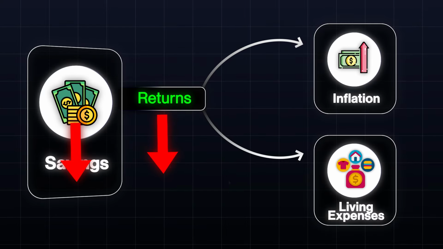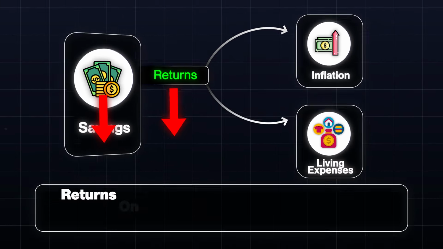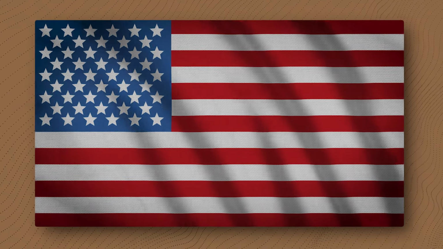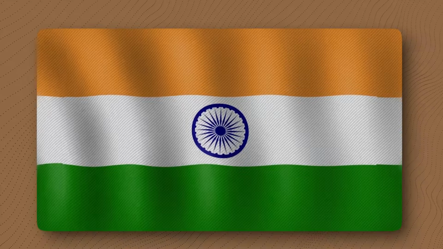So this tells us that our goal is very simple. That is to arrive at the amount of savings we need to generate enough returns to cover both inflation and living expenses. That gives us a very simple mathematical equation. Returns on savings equals inflation plus living expenses. For the mathematical calculation in this video, I will use someone living in the United States as an example. However, this approach is equally applicable whether you are living in India, Canada or any other country by just replacing the number in the simple equation with the equivalent of your country of residence.